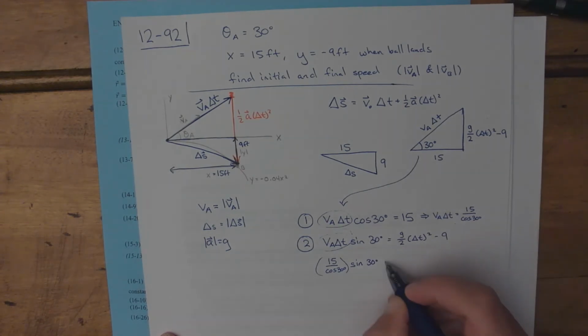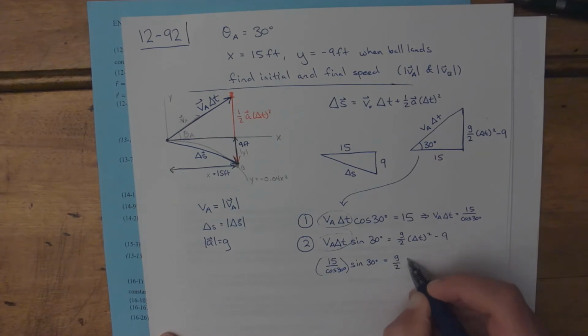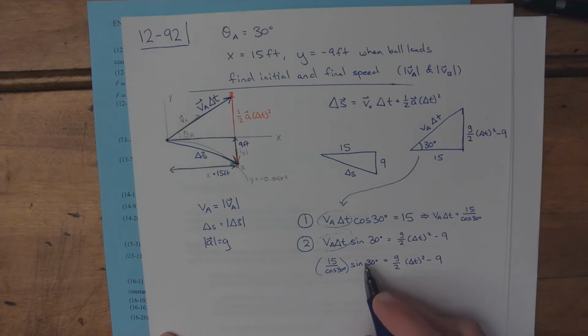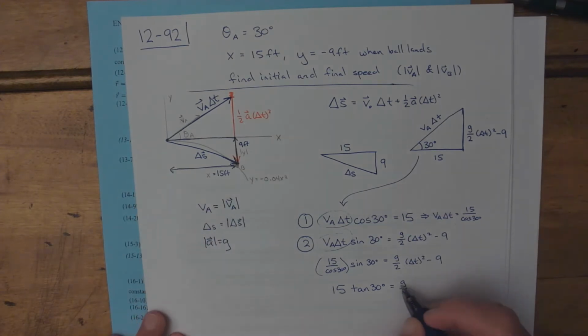Okay, and then this is equal to g divided by 2 times delta t squared minus 9. You have sine of 30 degrees divided by cosine of 30 degrees, that's tangent. So we have 15 times tangent of 30 degrees is equal to g divided by 2. Oh, let's see, what do we want to put in for g? If we are working with feet, then we're going to say g is equal to 32.2 feet per second squared. We have delta t squared minus 9.